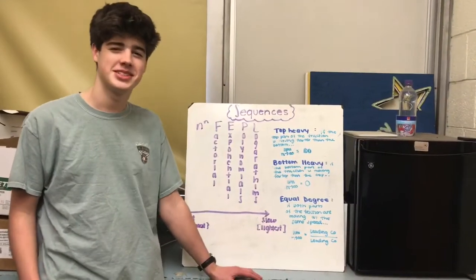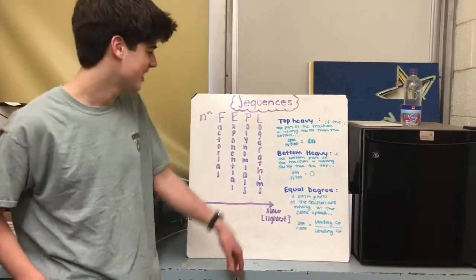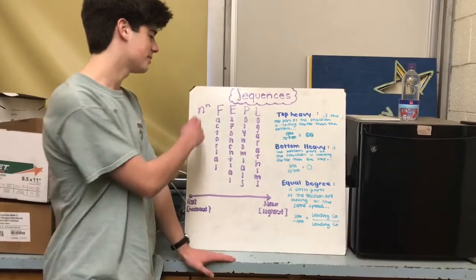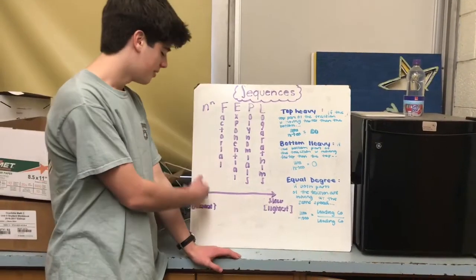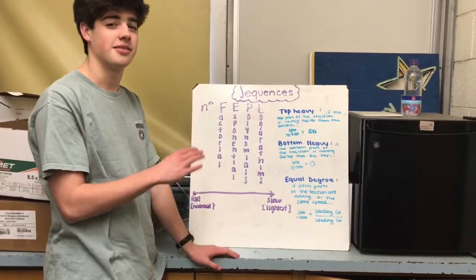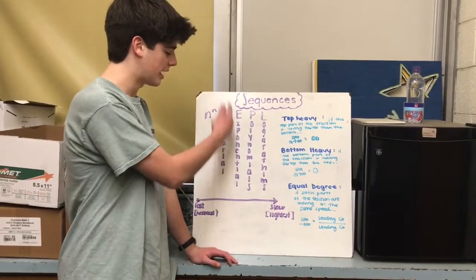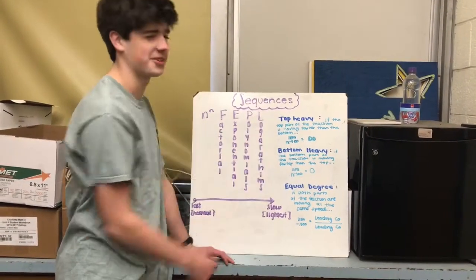To determine the convergence/divergence of a sequence, you need to determine if it's top-heavy, bottom-heavy, or equal degree. To do that, you must use the n to the n fable. As you can see, n to the n is the fastest growing slope, or curve. Then it goes factorials, exponentials, polynomials, and logarithms.